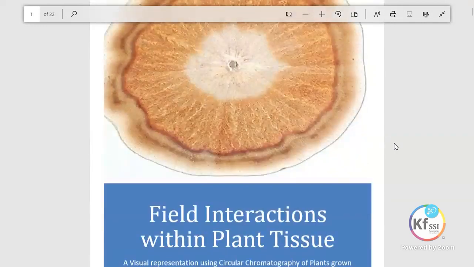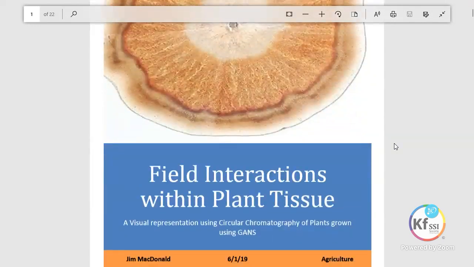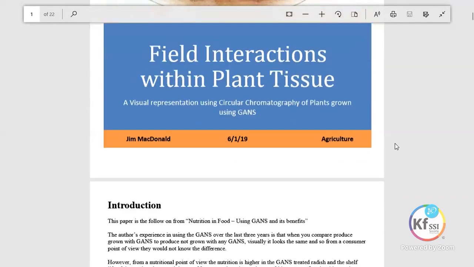All right. So tonight's presentation is a continuation of last week, but looking at it from a different angle. What we're looking at is field interactions within the plant tissue, and I'm using the method of circular chromatography to do that. So I'll go through the process.